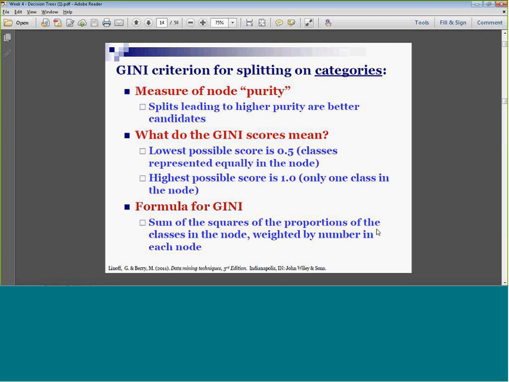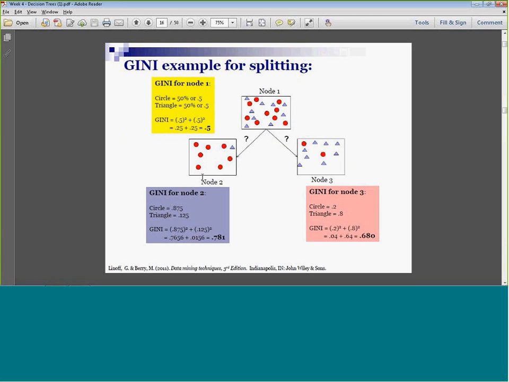Ah, but there's one more step, isn't there? Sum of the squares of the proportions in each node. We did that. Weighted by the number in each node. Okay. How many are in this node? 3, 4, 5, 6, 7, 8. How many are in this node? 4, 5, 6, 7, 8, 9, 10. So there's 8 over here, 10 over here. So there's one more step.